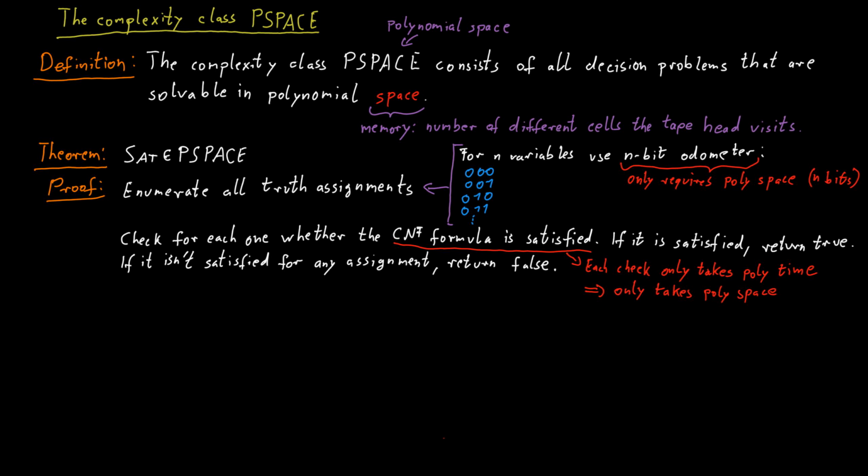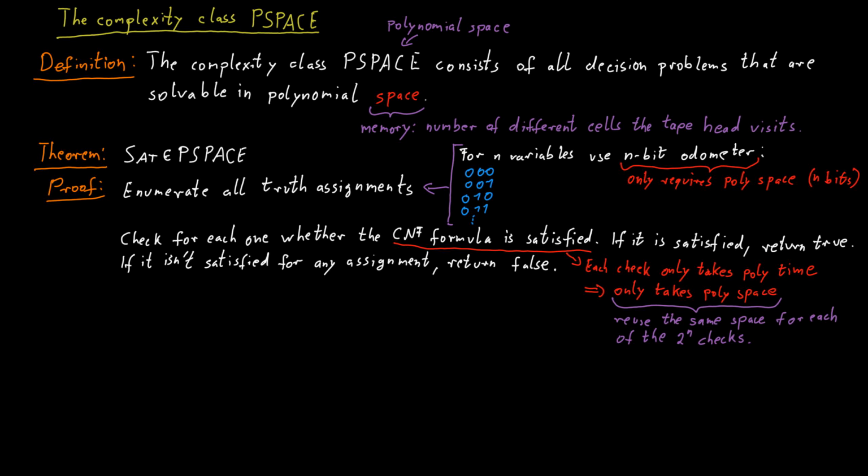So the odometer can be maintained in polynomial space, and each of the checks can be done in polynomial space as well. The crucial part here is that once we have checked a particular assignment of variables, plugged this into the formula and evaluated the formula, we don't need to remember anything after that. So we can erase everything we needed to do to evaluate the formula from the memory and then reuse that memory for the next truth assignment of the variables. And that is really the key here. We can reuse this space.